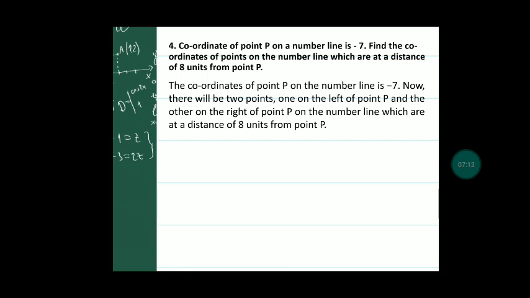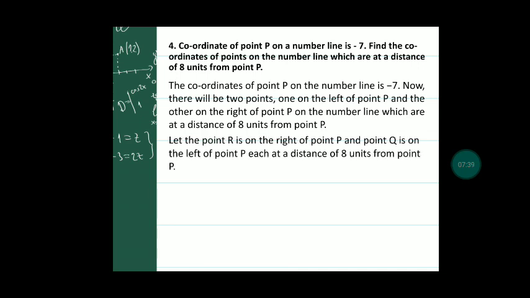Now there will be 2 points. One on the left of point P and the other on the right of point P on the number line, which are at a distance of 8 units from point P.